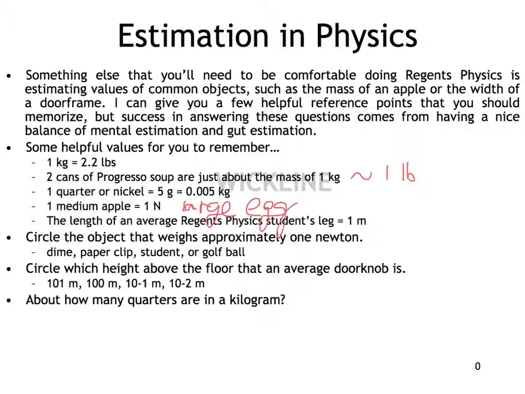Now, all my average Regents physics students have legs, and your leg is going to be about 1 meter in length. Other things that are about a meter could be the distance from the floor to the doorknob on a door, or a baseball bat. A baseball bat would be about a meter. So basically anything that's about as long as your leg is about a meter.